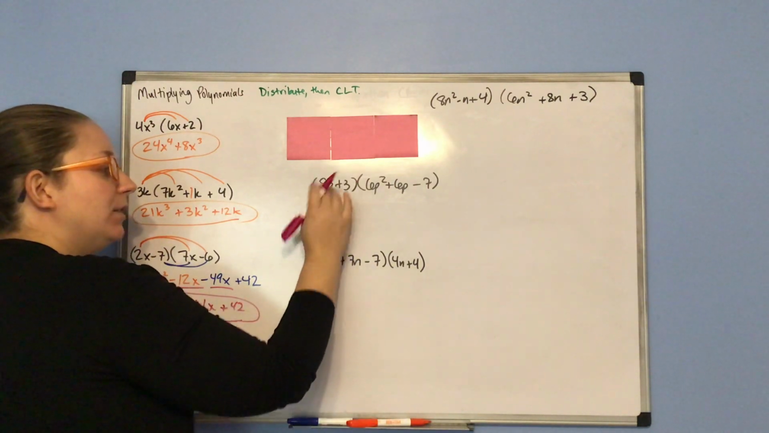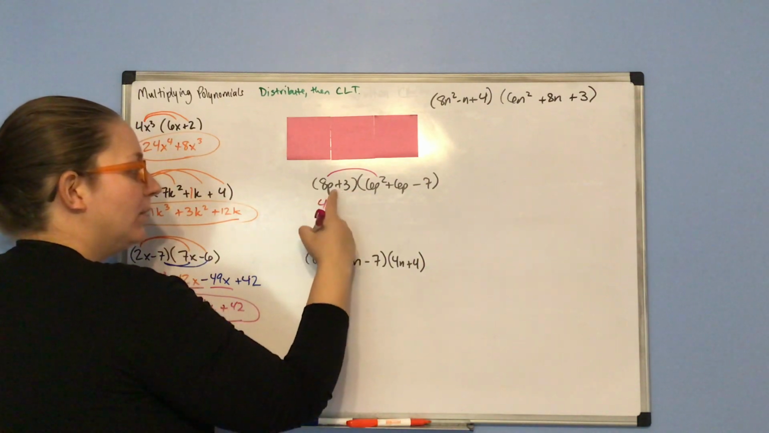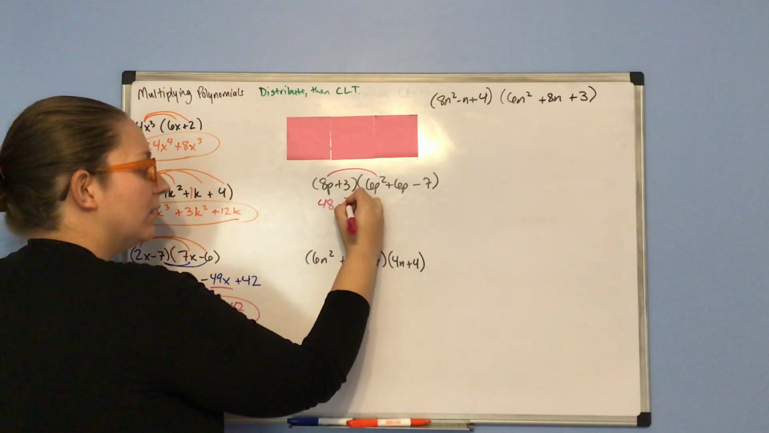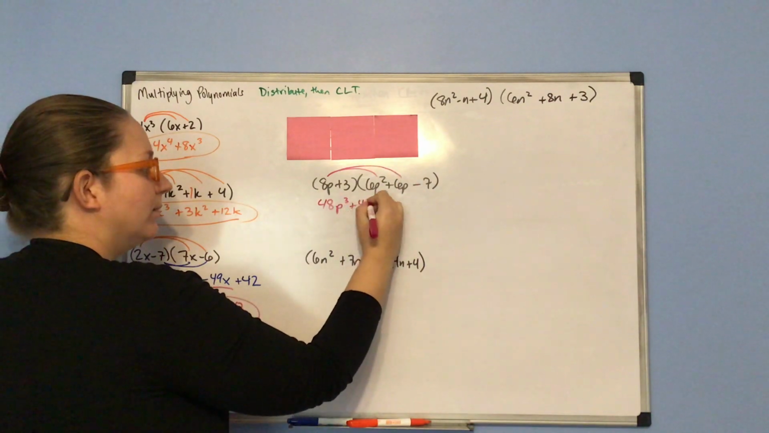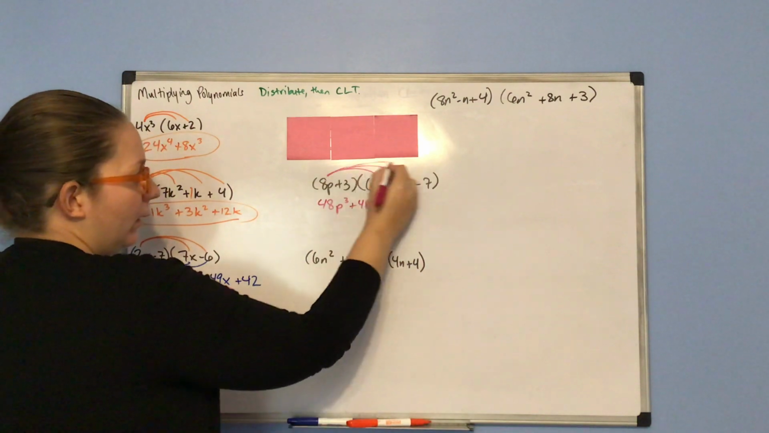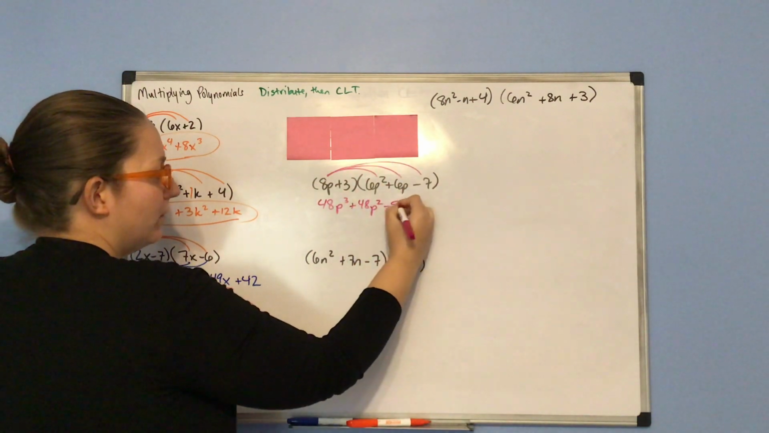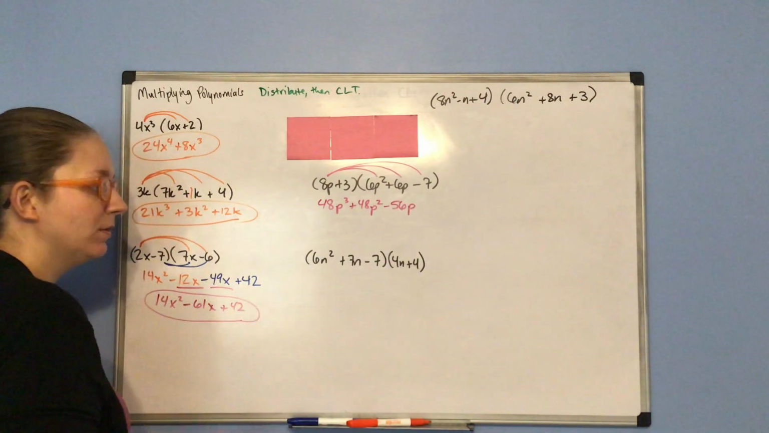Let's try it out, starting with distributing 8p. 8 times 6 is 48. P times p squared is p to the third. 8 times 6 is 48. P times p is p squared. 8 times negative 7 is negative 56. And then I just have one single p between the two of those.